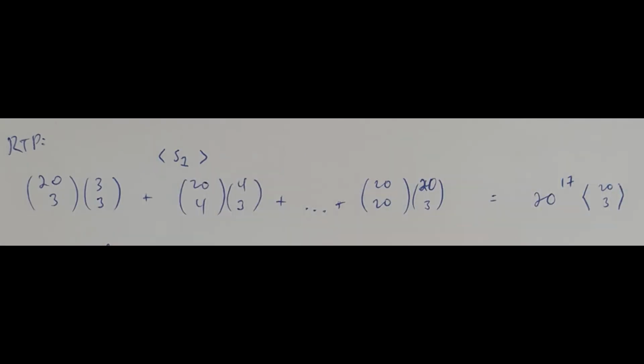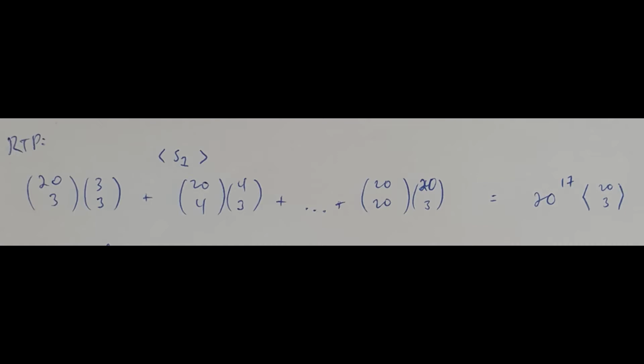Hi everyone, today I'm looking at a question that a student has sent through saying that we're required to prove that 20C3 times 3C3 plus 20C4 times 4C3 plus and so on up to 20C20 times 20C3 is equal to 20 to the power of 17 times 20C3.